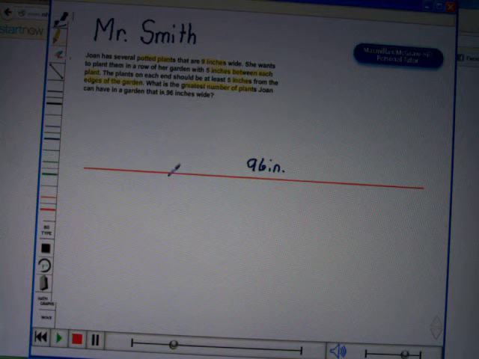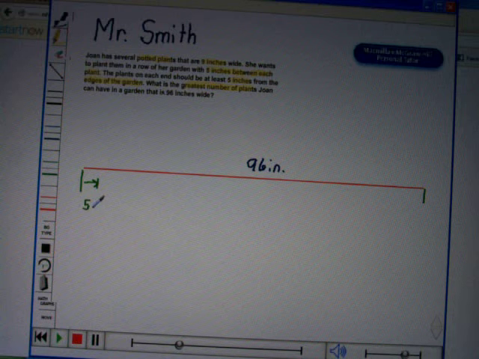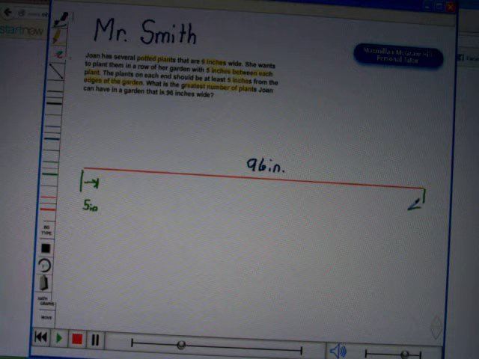Here, I'm going to start with this clue. It says 5 inches from the edges of the garden. So here's one edge, here's the other edge. If we measure in 5 inches from there, the left side, and 5 inches in from the right side.